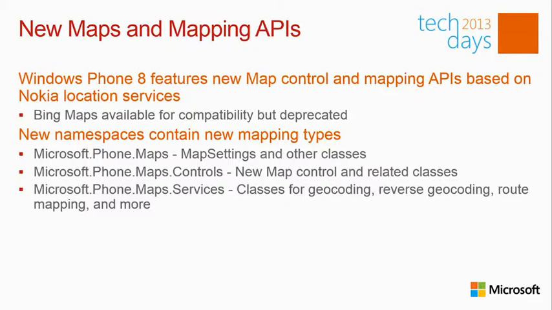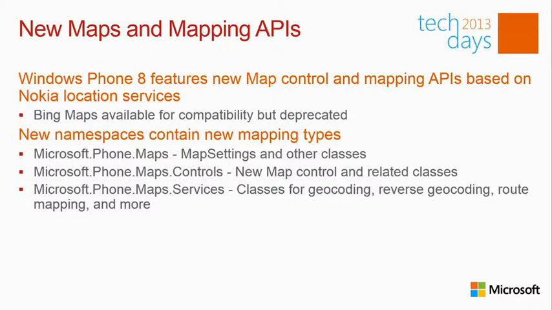I did mention there's a new map control, courtesy of Nokia. I mentioned also that the Bing Maps control is still there, but it's really only there for backwards compatibility reasons. But along with the new Maps control, there are some new mapping APIs, specifically a bunch of them in a new namespace that's part of the new .NET runtime, .NET for Windows Phone, not part of WinRT. The namespace is Microsoft.Phone.Maps.Services. What does it have? It gives us classes for doing geocoding, reverse geocoding, and for doing route mapping.